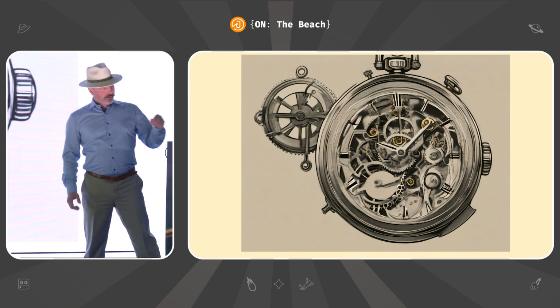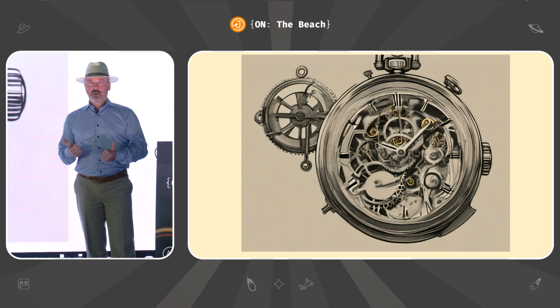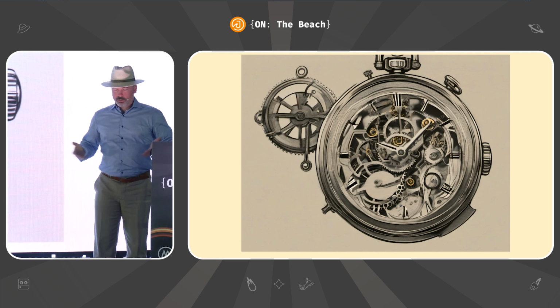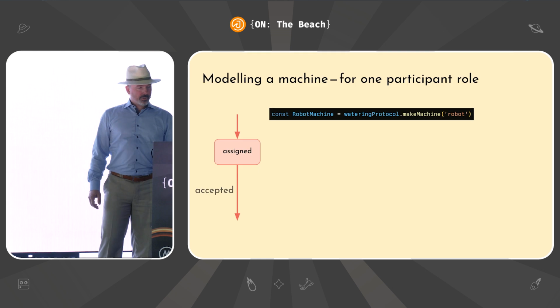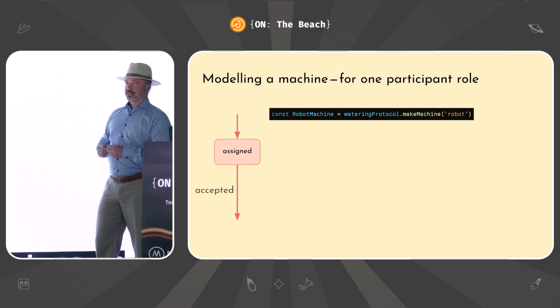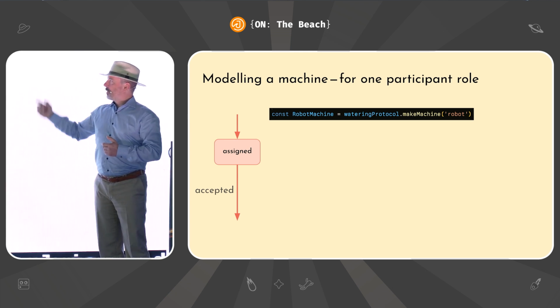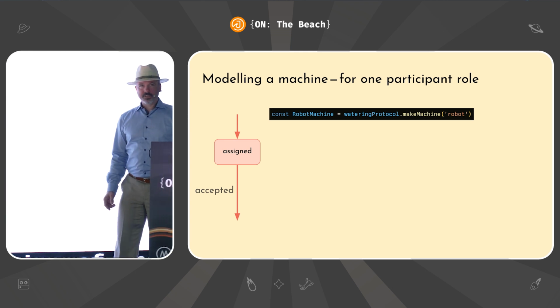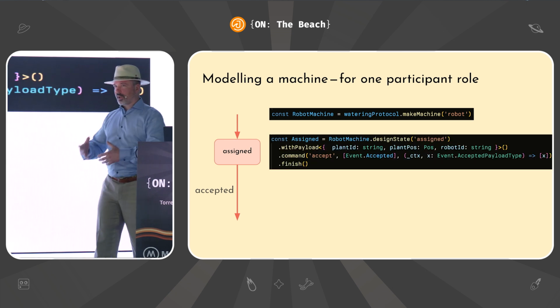Now we need to build machines. And we need to build two machines. We have one for the robots and one for the plants. Each machine can run multiple times because we can have 10 robots and 50 plants. But yeah, so we are looking at the robot here. The watering protocol is used as a factory because this is the robot implementation of the watering protocol, which gives us the robot machine. And now we need to somehow build up this machine.